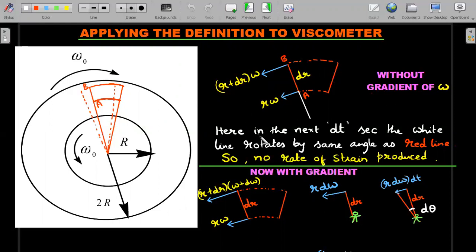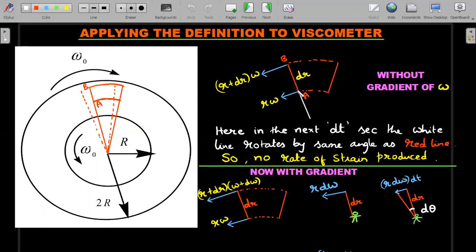The reason is very simple. In the next dt seconds, the white line, the line that connects A to the center, that is r in radius. This is an exaggerated figure. This is r and this is dr. So the white line, which is r, rotates by the same angle as the red line. That's the whole idea, right? When all of these obey the same omega rule, this entire stick kind of thing will rotate by the same angle. So there won't be any twist or any shear in the line AB.